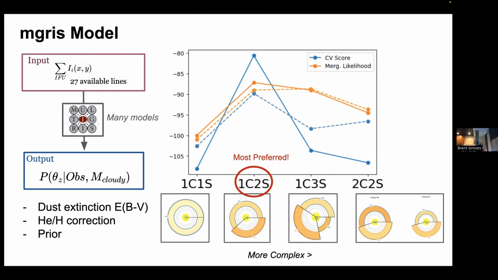And we found that the second complex model, which has 1 cell cluster and 2 components, is most preferred given marginal likelihood and cross-validation score. We also corrected for the dust extinction, and we also did the helium to hydrogen correction and applied some appropriate prior.